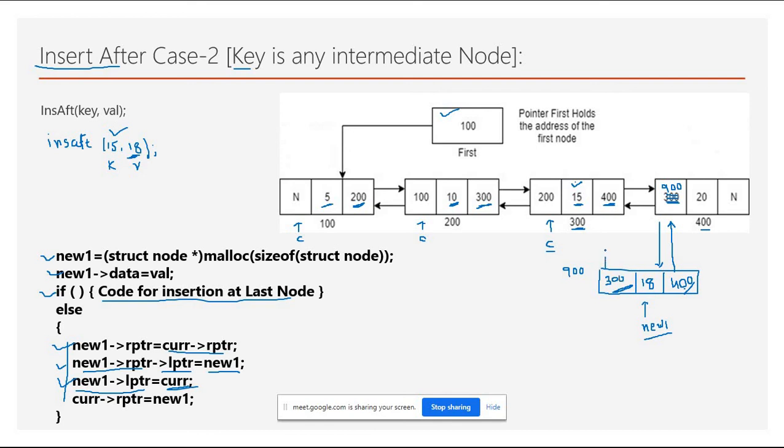So the link is established like this, and finally what you have written is current point to rptr. So current is this 300, right? And what is the rptr? Rptr is this part, right? And here what you are putting is new one. What is new one? It's a 900. New one is pointing to 900. So here I am putting 900.